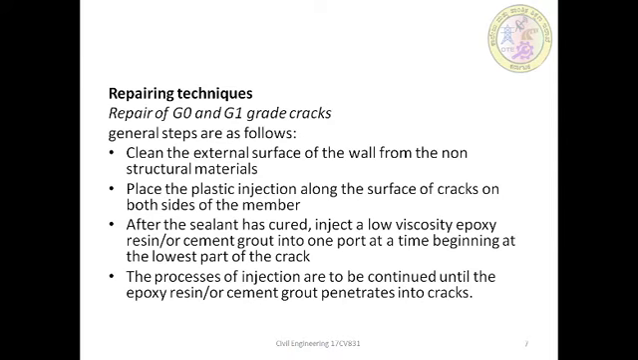The next step is, after the sealant has cured, inject the low viscosity epoxy resin or cement grout into one port at a time, beginning at the lowest part of the crack in case it is vertical, or at one end of the crack in case it is horizontal. The injection is continued until the epoxy resin or cement grout penetrates into the cracks. Then the injection port should be closed at this stage, and the injection equipment moved to the next port, and so on, like that the procedure is to be carried out.